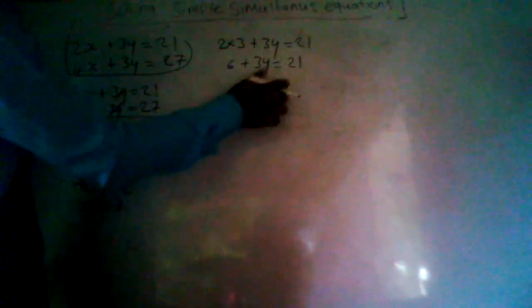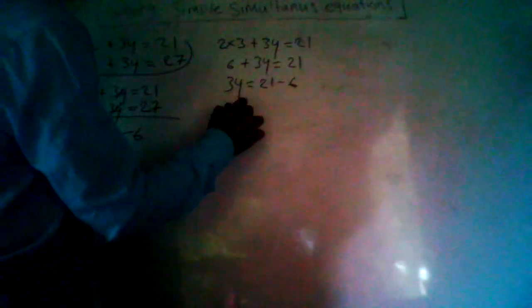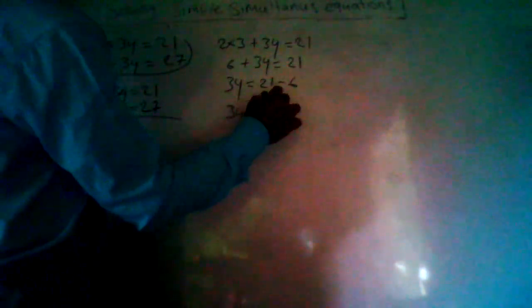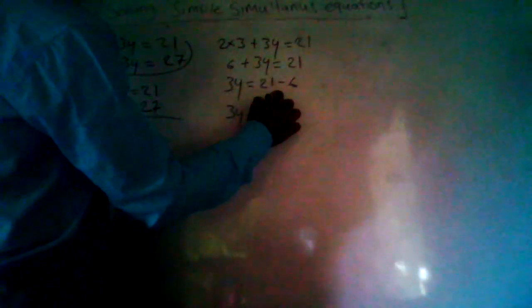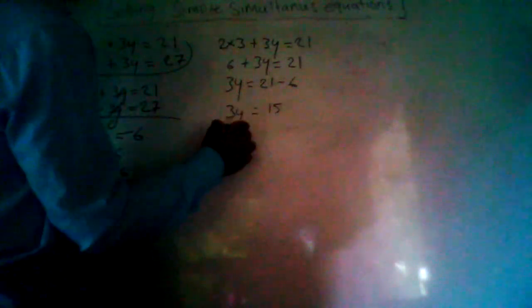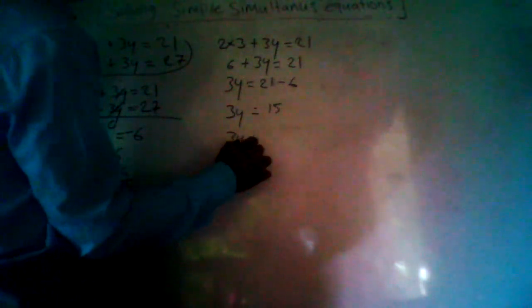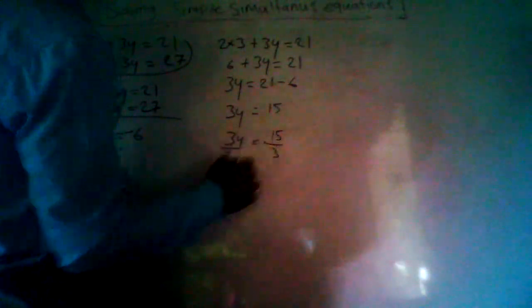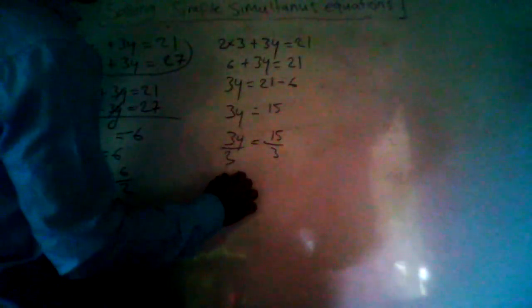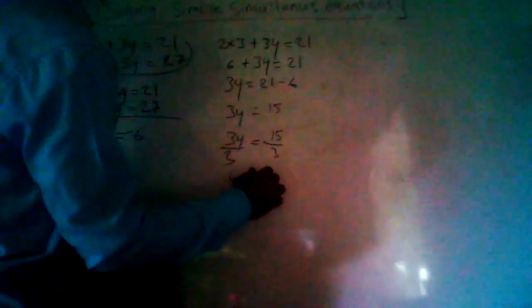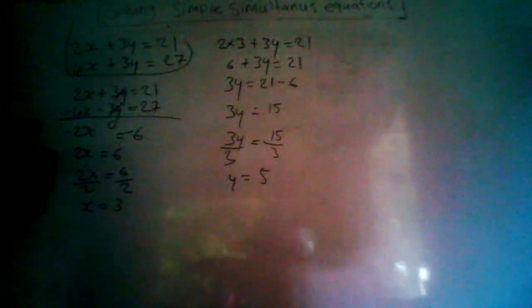Now I'll transpose here, so I'll have 3y equal 21 minus 6. So 3y will be equal to 15. 21 minus 6 will be equal to 15. Then 3y divided by 3 equal 15 divided by 3. So y will be equal to 5. So we get the same result again.